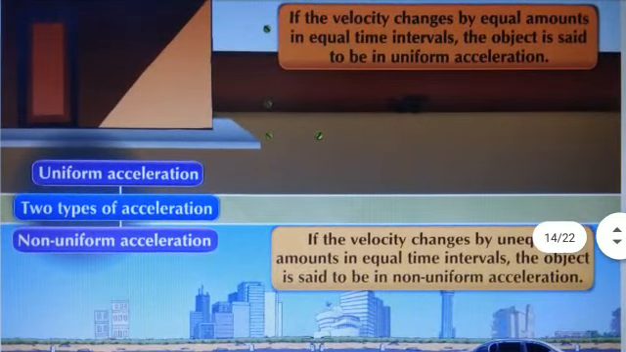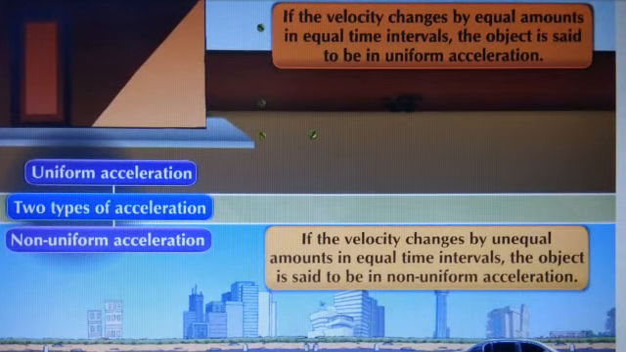Observe this slide. Two types of acceleration. First is uniform acceleration. What do you mean by uniform acceleration? If the velocity changes by equal amounts in equal time intervals, the object is said to be in uniform acceleration.